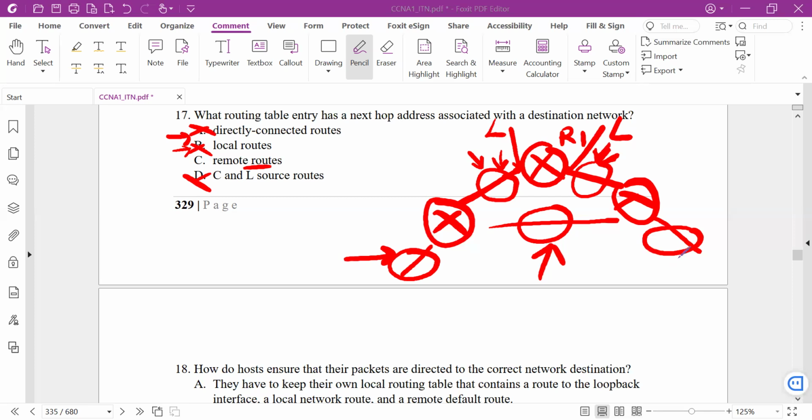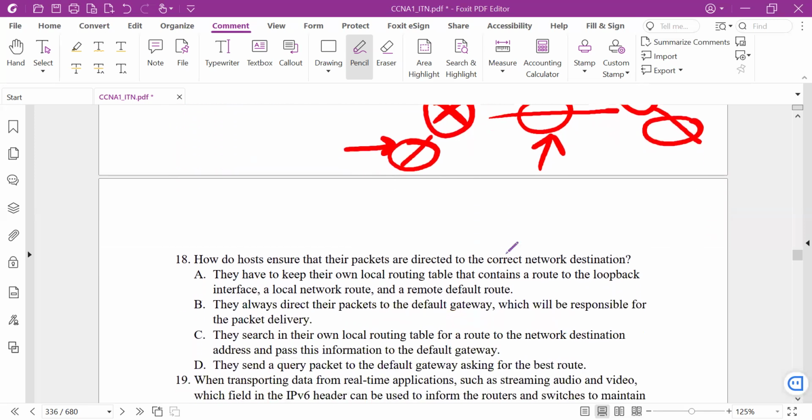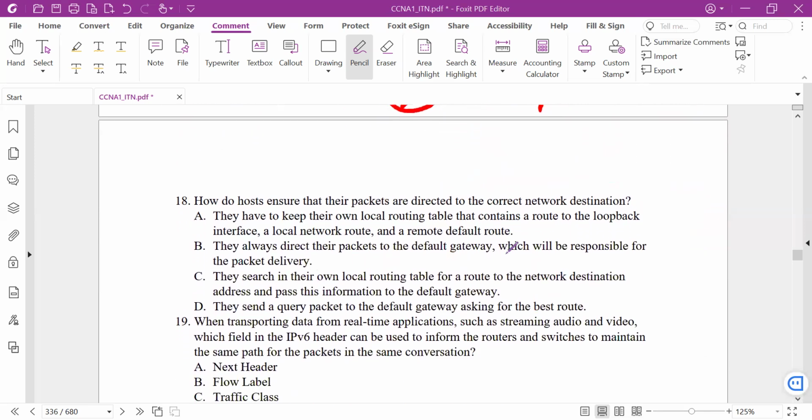number 18. How does a host ensure that their packets are directed to the correct network destination? Okay. Let's look at answers. They have to keep their own routing table that contains a route to the loopback interface, a local network route, and a remote default route, right? What is a loopback interface? What is a local network route? And what is a remote default route? Keywords, I think we need to look at those.